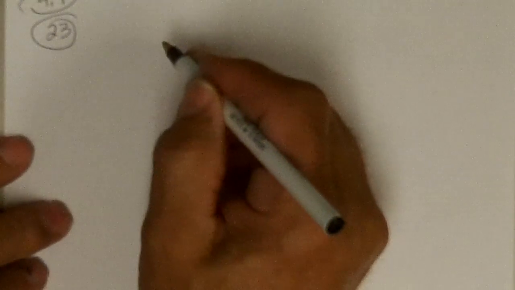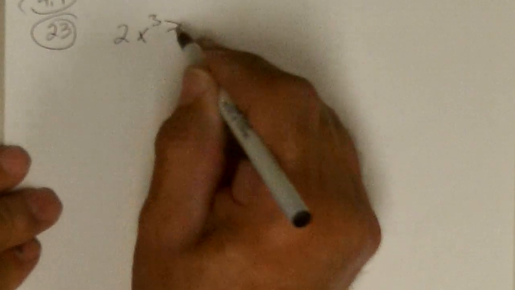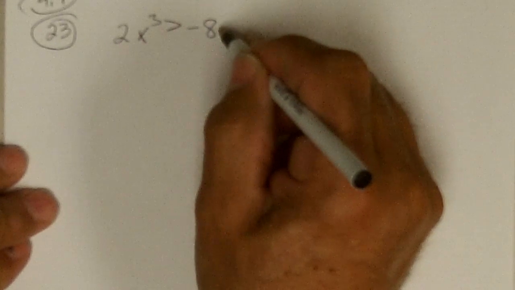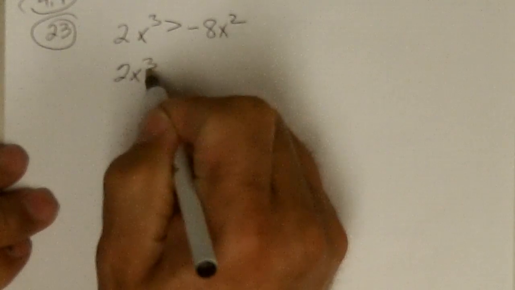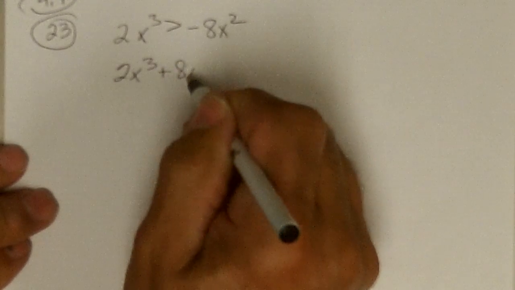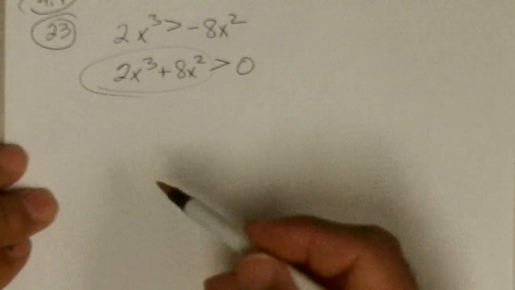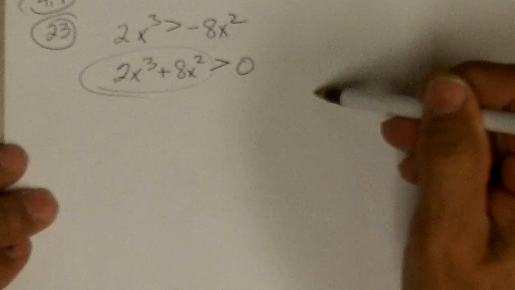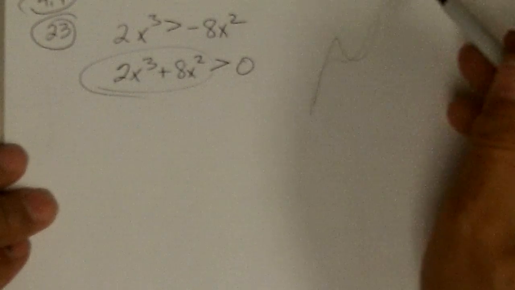Let's do 4.4. 23 is one of the questions that was asked, and 23 says solve the inequality algebraically: 2x to the third greater than negative 8x squared. So this becomes 2x to the third, add 8x squared to both sides. So what's this look like? Well, it's a cubic. It's a positive cubic, so it's got to go something like that, or maybe just like that, a little flatter in here.